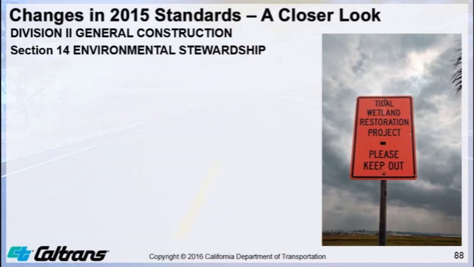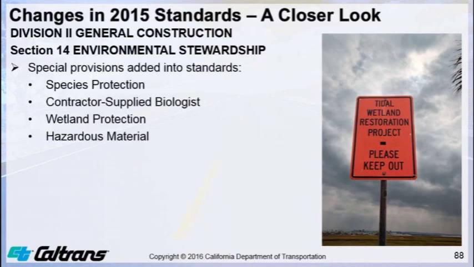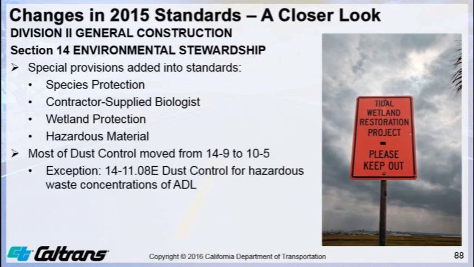Section 14 Environmental Stewardship in Division 2 General Construction now includes many of the special provisions from before, such as species protection, the contractor-supplied biologist, wetland protection, and hazardous waste. Most of the dust control specifications were moved from Section 14.9 to Section 10. However, the aerially deposited lead requirements are still in Section 14-11.08E Dust Control, and these apply when there are concentrations of aerially deposited lead that are considered hazardous.